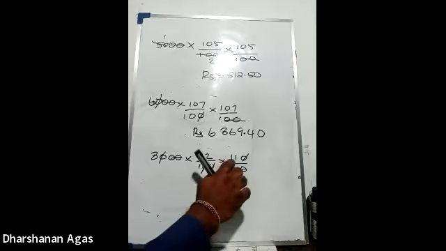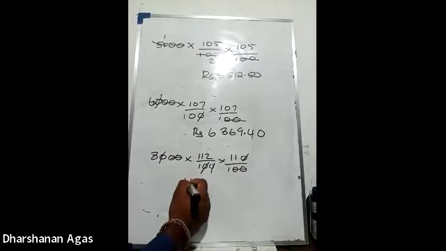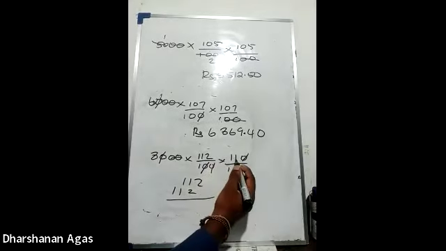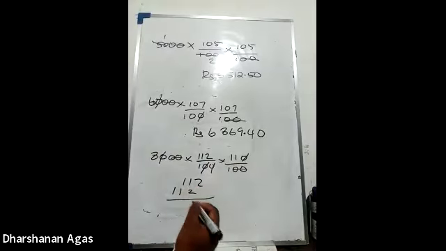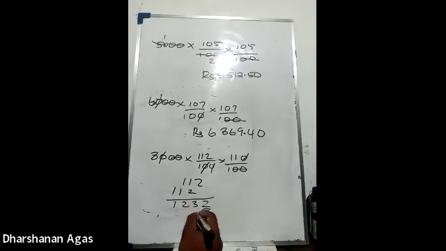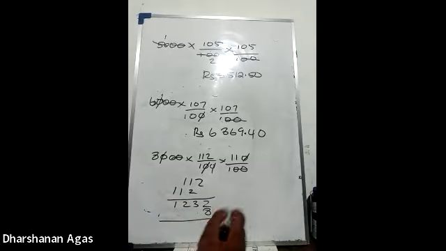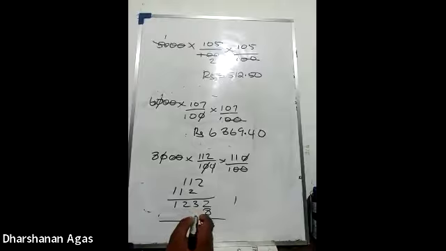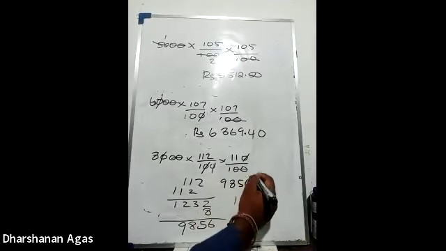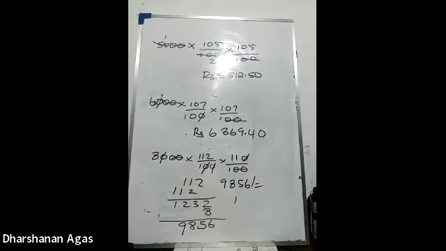Remaining 10 by 1. Then 112 multiplying by 11 by 8. 112 multiplying by 11 means adding 112 and 112 shifted: 1, 3, 2. This one you should multiply by 8. 16, balance 1, 24 plus 1, 25, balance 2, 16 plus 2, 18, balance 1, 9. 9,856 rupees. But the question is what?